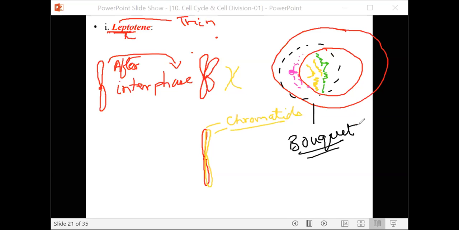Like a bouquet. So many times it is called the bouquet effect. Not the camera one, the bouquet, that is different. Okay, this is bouquet. It appears like a bouquet because the chromosomes are oriented towards one side.